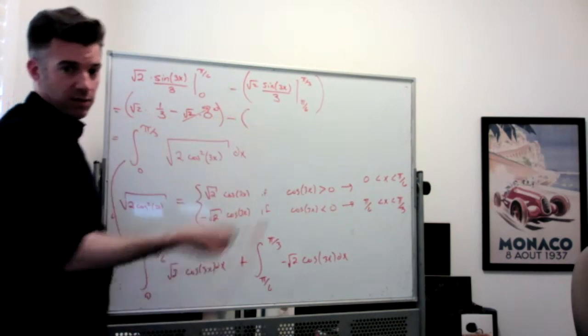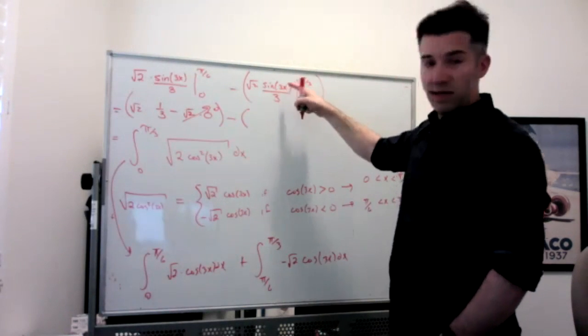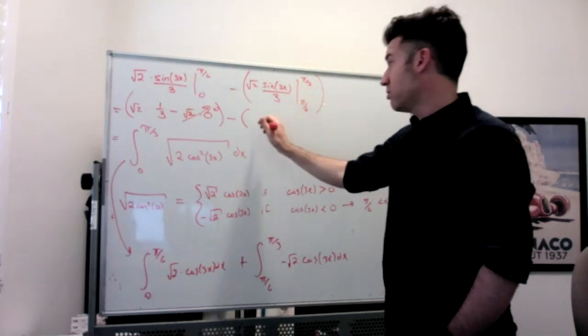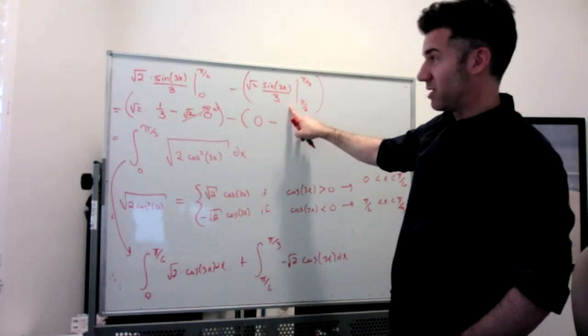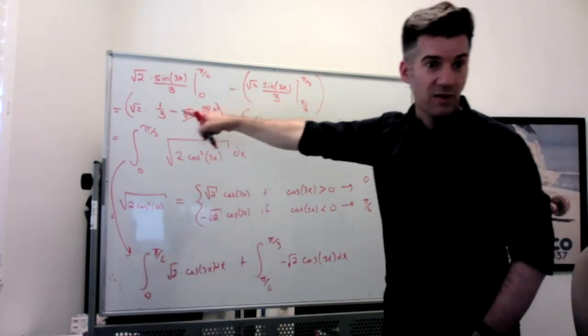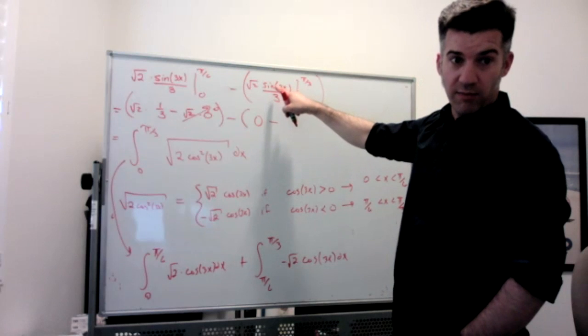Minus, now we plug it over here. Plugging in pi over 3, 3 times pi over 3 is pi, and sine of pi is 0. Minus plugging in pi over 6. In fact, we know we plug in pi over 6, sine of 3 times pi over 6 is the same as over here. It's going to give you 1, right? Sine of pi over 2 is 1.